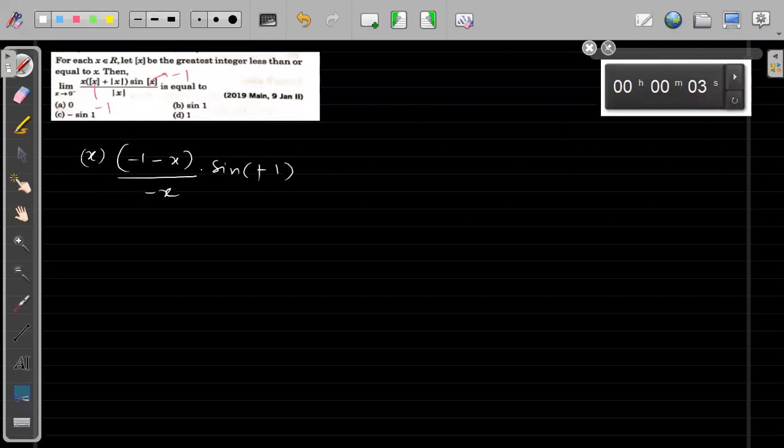So minus and minus will go outside. So this x will get cancelled with this. As x tends to 0, this will tend to 0. So this is minus sine of 1 minus x into sine of 1. As x tends to 0, this bit will be 0. So this will simply become minus of sine of 1. Simple question. Understood? I hope everybody understood.